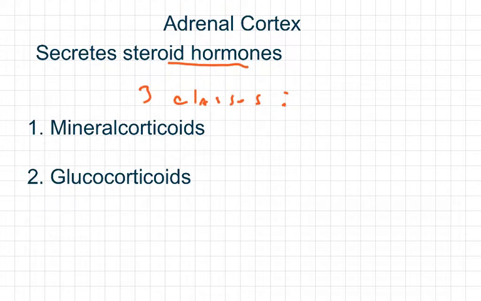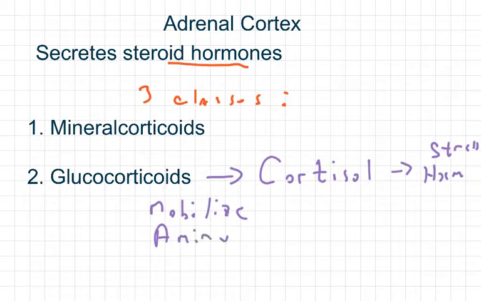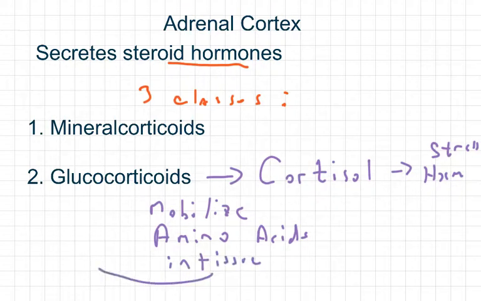The next class of steroids is glucocorticoids, and this class of steroids contains the hormone cortisol, which we also know as the stress hormone. And so the effects of cortisol in the human body is it helps to mobilize amino acids in tissues after exercise. And so what this does is this helps with protein synthesis.